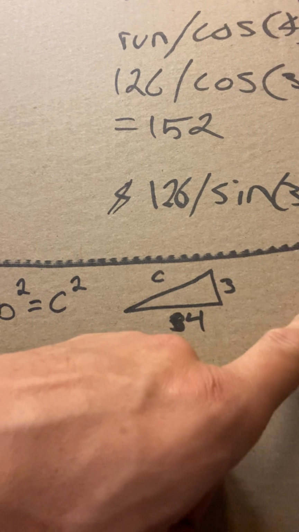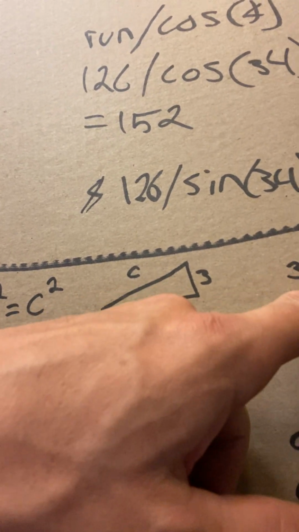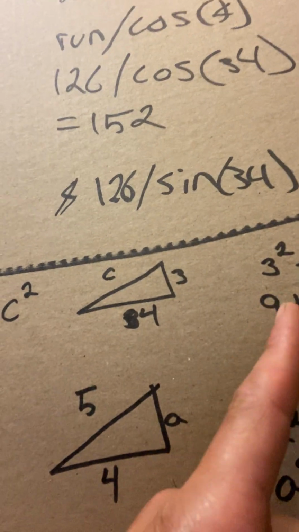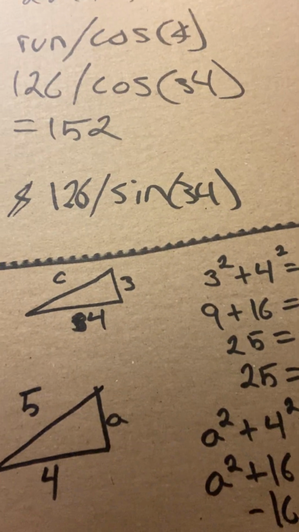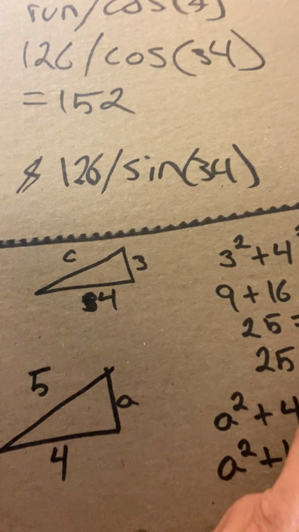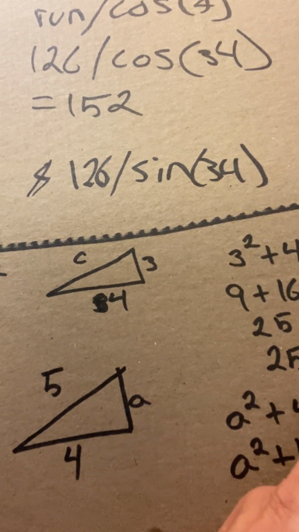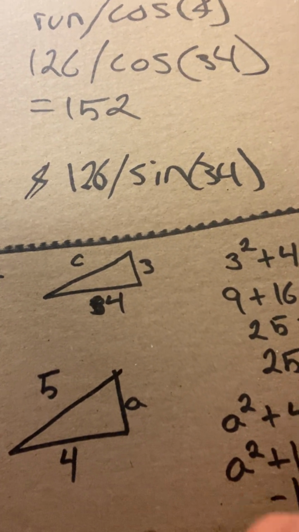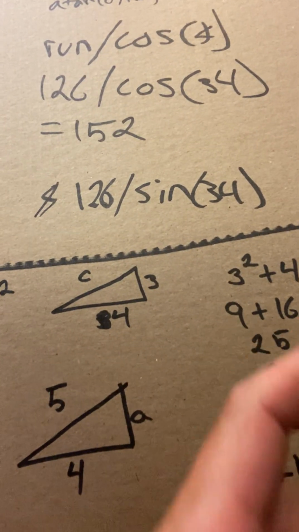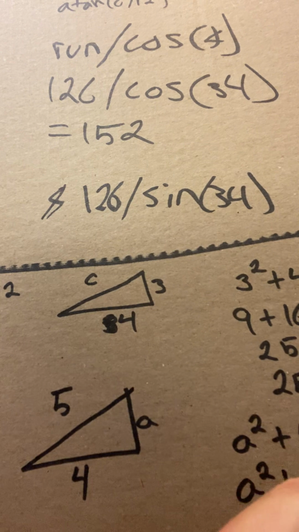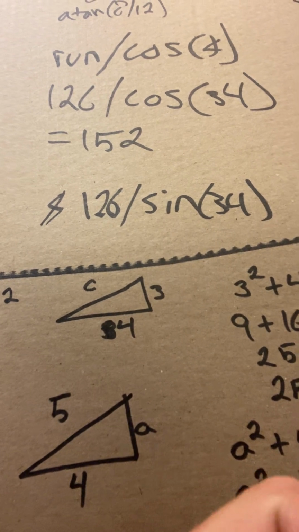So if we plug those in, 3 squared plus 4 squared equals c squared. Do the math on those. 9 plus 16 equals c squared. 25 equals c squared. Then we do the opposite to get rid of that squared, right? Remember that? So we take the square root on both sides. Square root of c squared is c. The square root of 25 is 5.